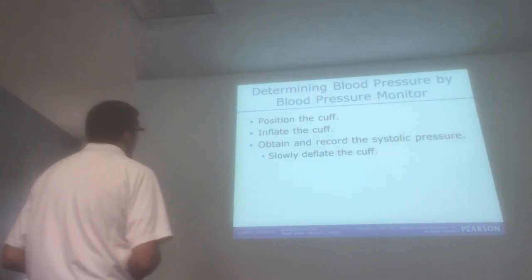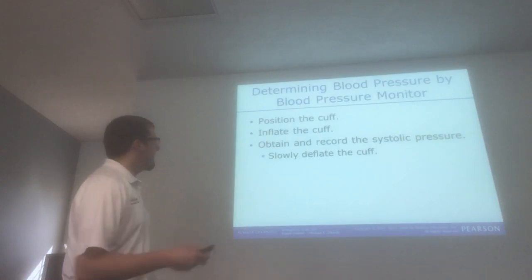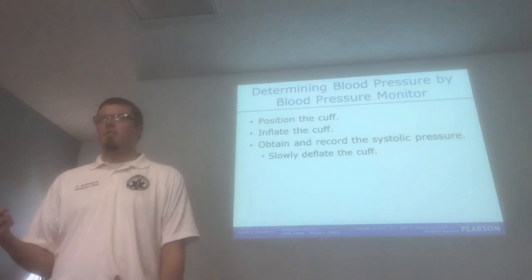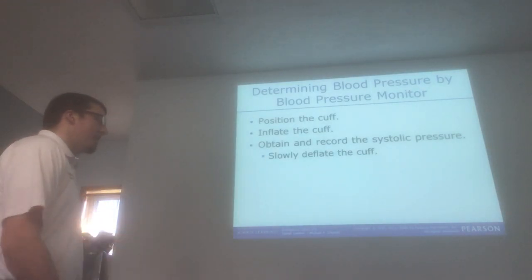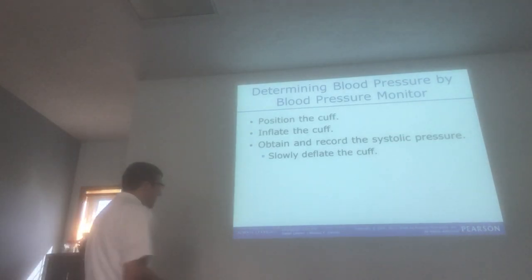Once again, blood pressure monitor. We're going to position the cuff, same positioning. We're going to inflate the cuff. It's going to slowly deflate and we'll record the pressures. If you're on a monitor, it does it all for you. I will tell you not to trust your monitor. You need to be listening to manual blood pressures. Otherwise, you're going to get tripped up at some point.